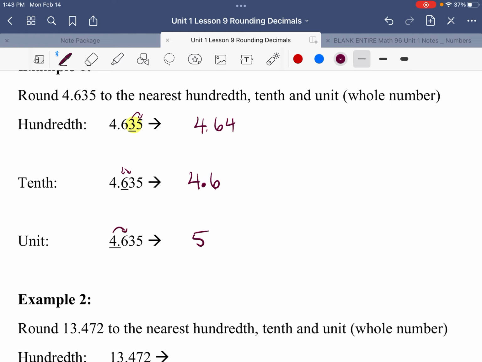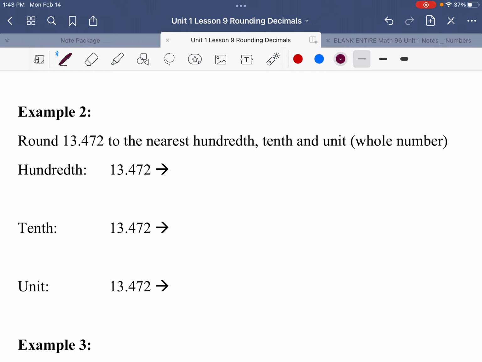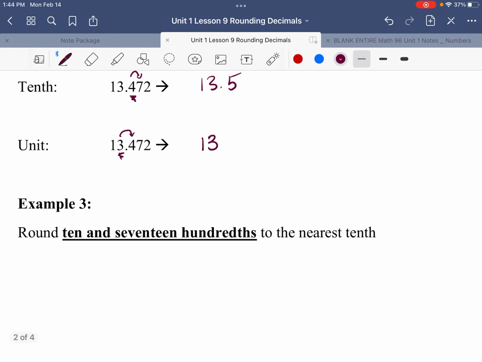Here we have another number, 13.472. We're going to round it to the nearest hundredth. So we look in this position. The number to the right is a 2. So you actually round it down to 13.47. If we're rounding it to the nearest tenth, we look at the 4. The 7 actually rounds it up to 13.5. And to the nearest unit, we look at the 3. The number to the right is a 4, so we round down to 13.